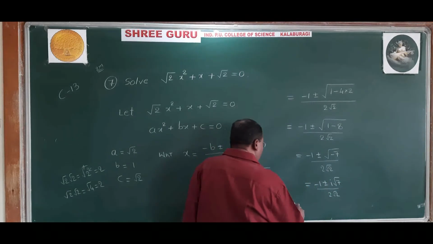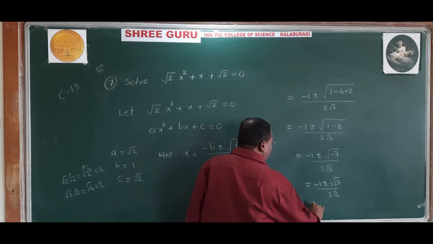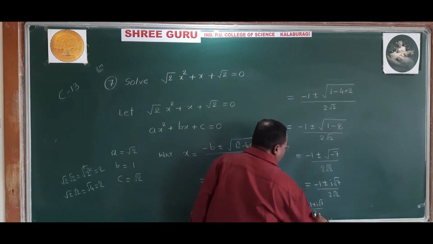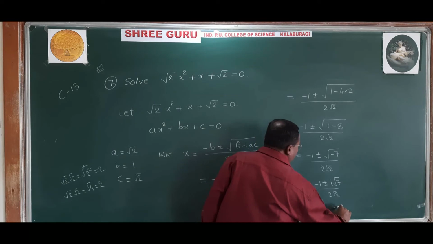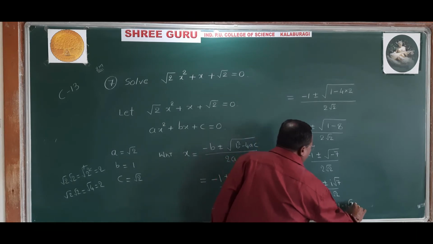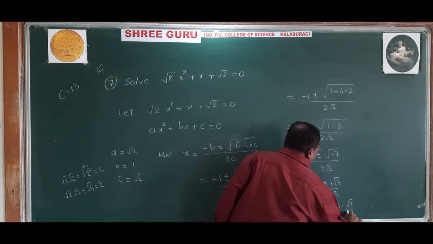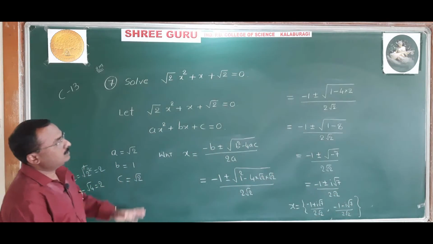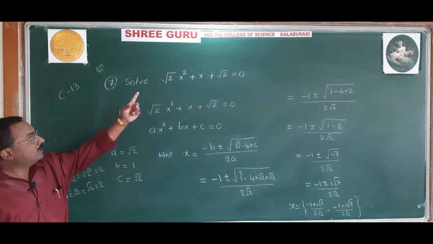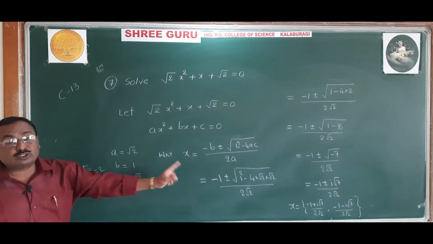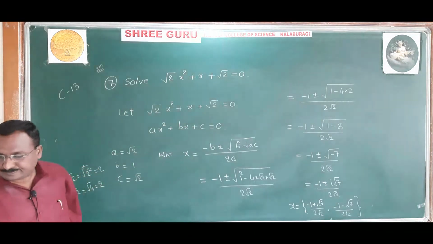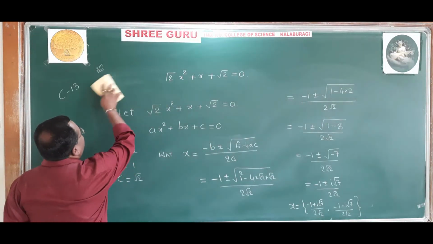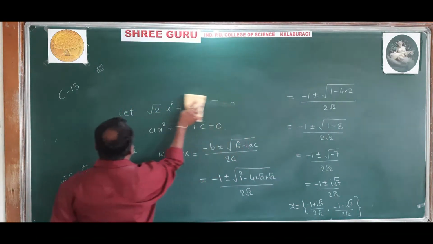Therefore, the values are 1 positive, 1 negative. 1 positive, 1 negative, these two values. Solve. Degree 2, 2 solutions or 2 values or 2 roots. Next, example number 8.